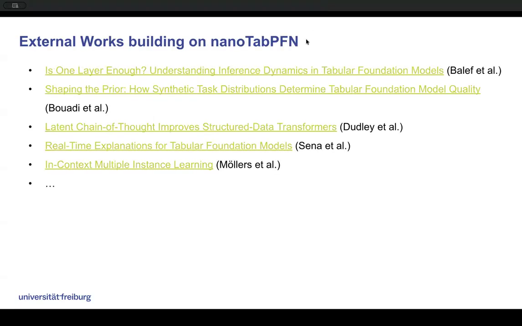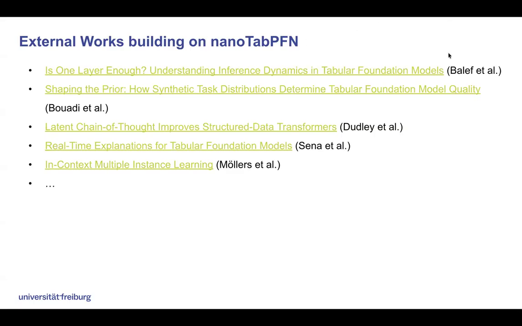Now, that's it from work from our lab, extending or building upon nanoTabPFN. Now I want to shout out some work that I saw that cited nanoTabPFN and built upon it. The first one is called Is One Layer Enough? Understanding Inference Dynamics in Tabular Foundation Models by Barlev et al. And there they looked at what the actual layers inside nanoTabPFN or TabPFN do.